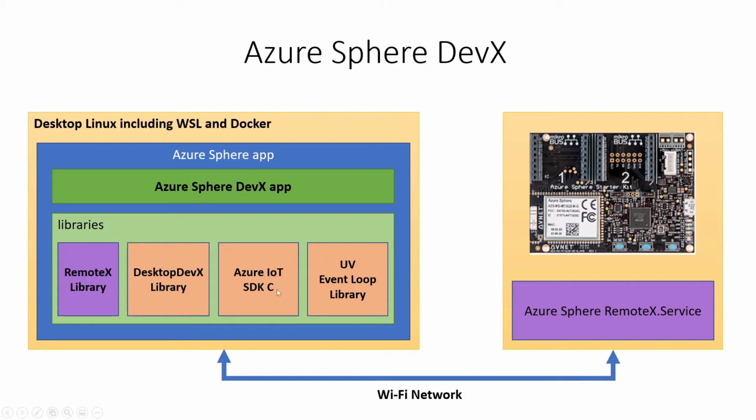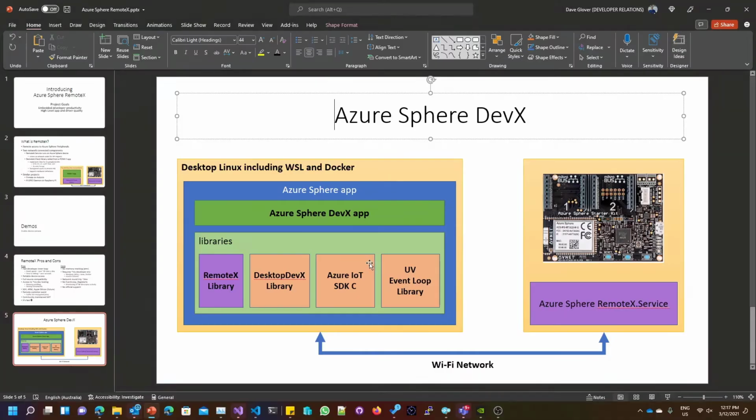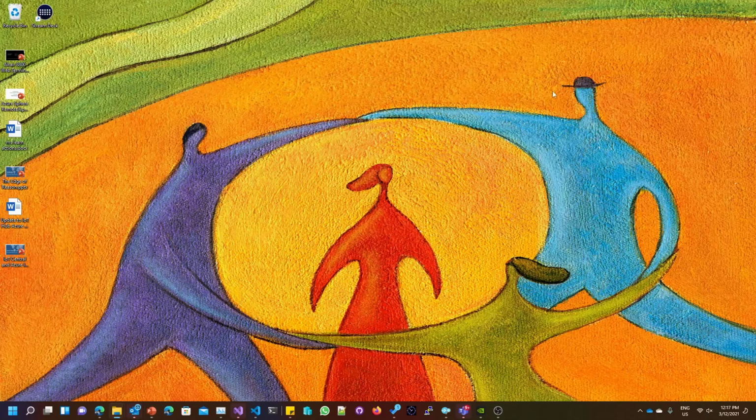The other library I'm using is the Azure IoT SDK for C. And the final library I'm using is this thing called UV, which is a cross-platform event loop library. So this application is going to be running an event loop. And the rest is pretty much as you'd expect.